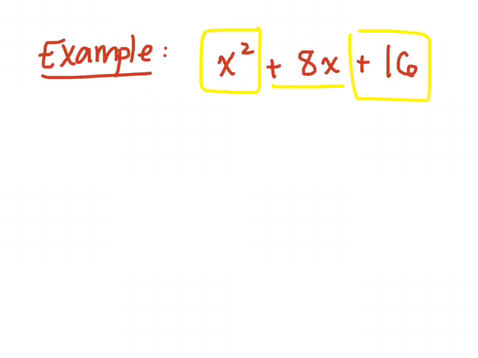What is the coefficient of x squared? What number can I put in front of that? A 1, right? A perfect square trinomial means that the first term and the last term are perfect squares, okay?